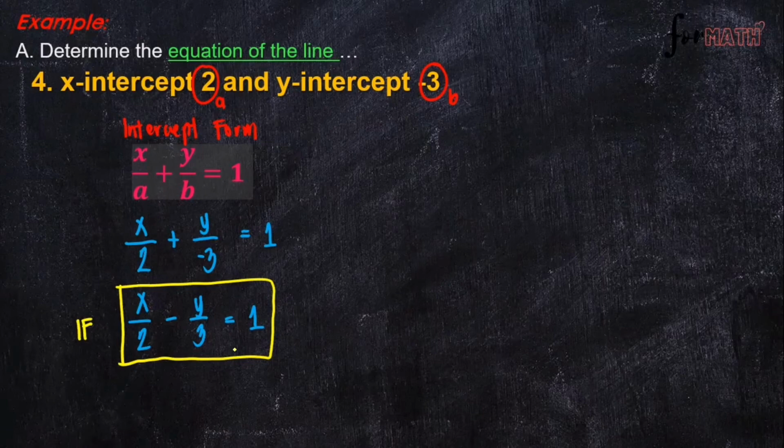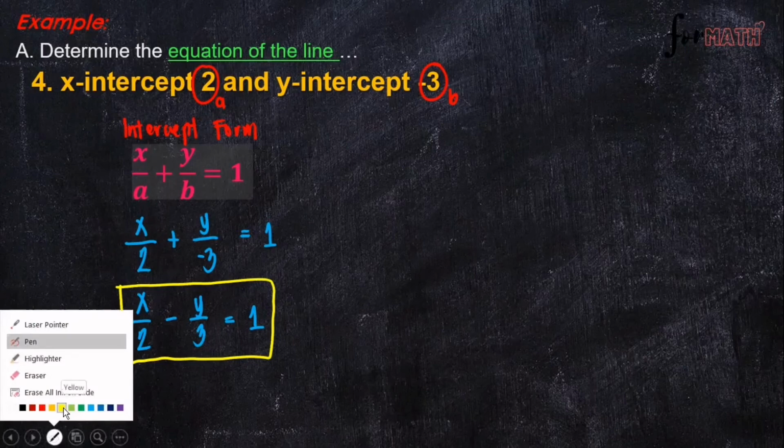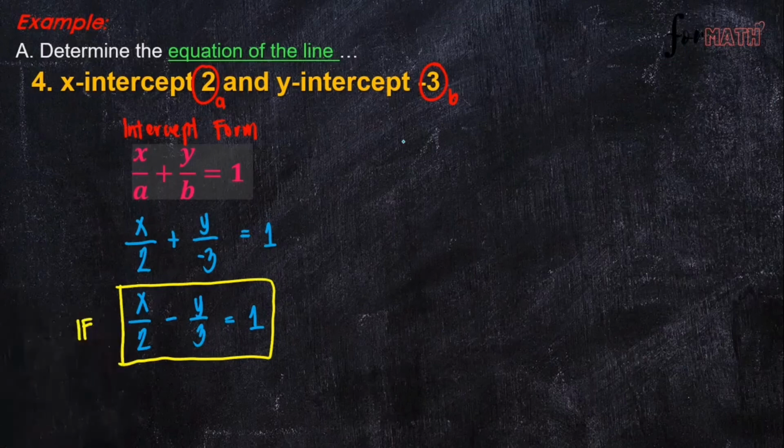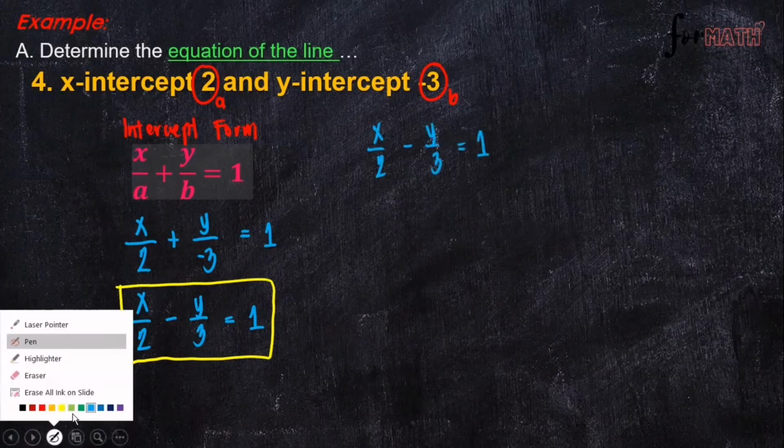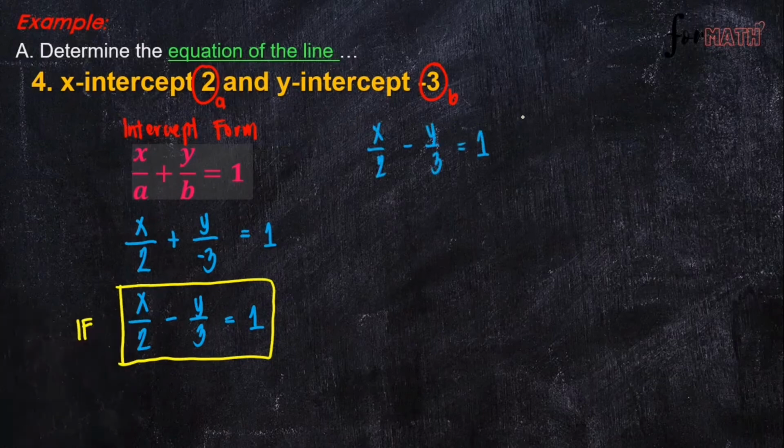Okay, so gawin muna natin siyang standard form para mas madali, kasi ito na yun, di ba? Yung x and y mo nandyan na sa isang side and then yung constant nasa kabila na. So, gawin muna natin si standard form. Okay, so copy lang natin yan. So, we have x over 2 minus y over 3 equals 1. So, ang process na gagawin natin dito, ito yung IF to SF.